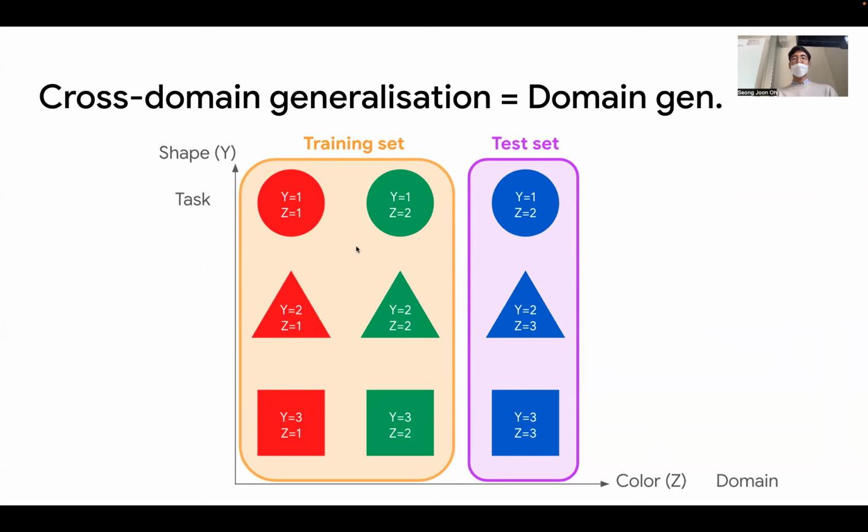Depending on your perspective, you may have different ways to categorize these 9 images into 3 classes. If you are a shape person, you're going to look at the shape. If you're a color person, you're going to look at the color. But in this case, our primary focus is on shape. The task is shape, and the color is the domain. Now your training set looks like red and green, and you wish to generalize well to blue images. This is called domain generalization or cross-domain generalization.